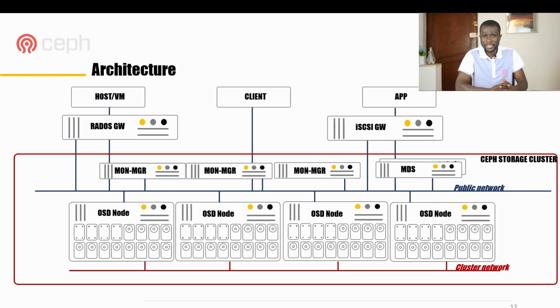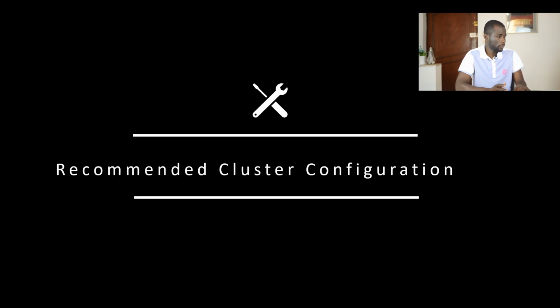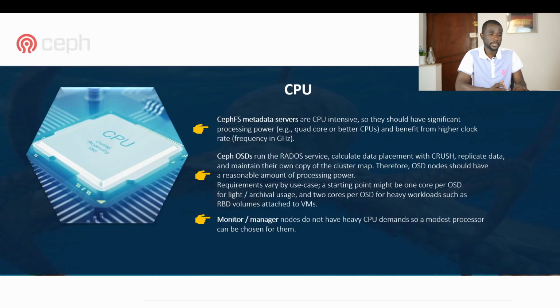After talking about the architecture, let's talk now about the different hardware recommendations in the production environment. We will share our advice points. So the hardware recommendation for the cluster configuration inside the production environment.